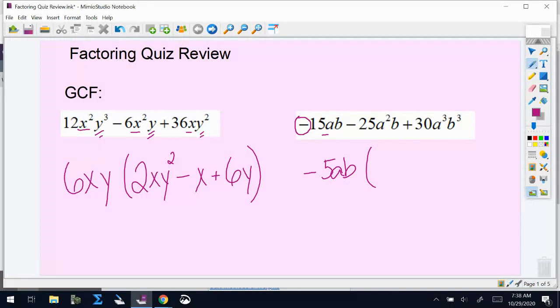So you're going to divide negative 15 divided by negative 5 is positive 3. And that's actually it in the first term because the a and the b came out. And then negative 25 divided by negative 5 is 5. And we have an a left. And then 30 divided by negative 5 is negative 6. And we have an a squared and a b squared left. So those are two examples of GCF, and probably like the toughest examples you see. You will see easier ones where you're just taking out a single number or a single variable.